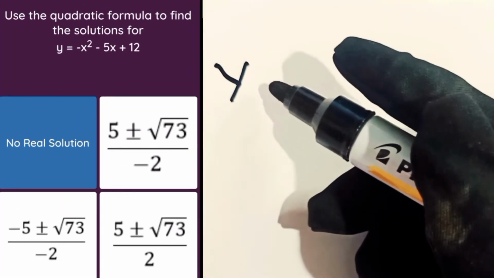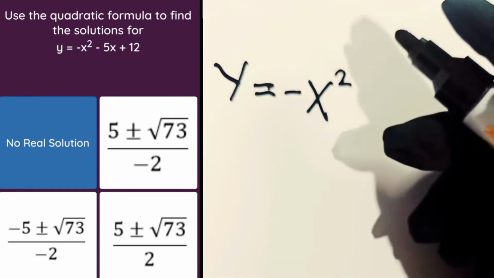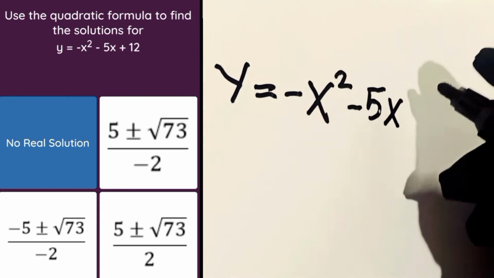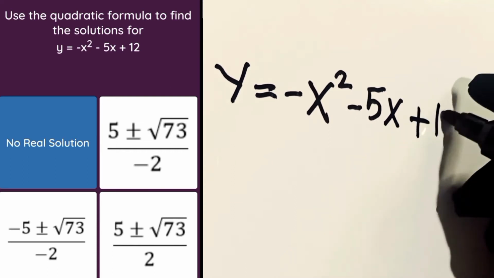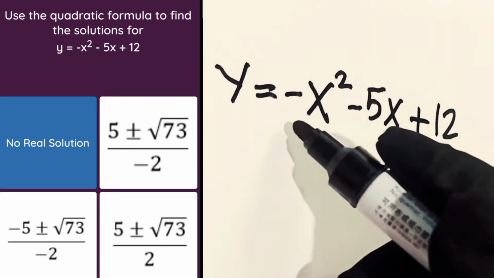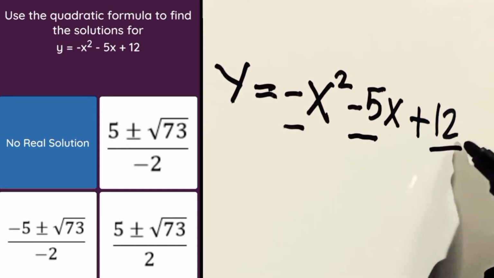Challenge number 2. Use the quadratic formula to find the solutions for y equals negative x squared minus 5x plus 12. It's already in the standard form, so it's the same as ax squared plus bx plus c equals 0, and also the same with y equals ax squared plus bx plus c. So we have a, b, and c.